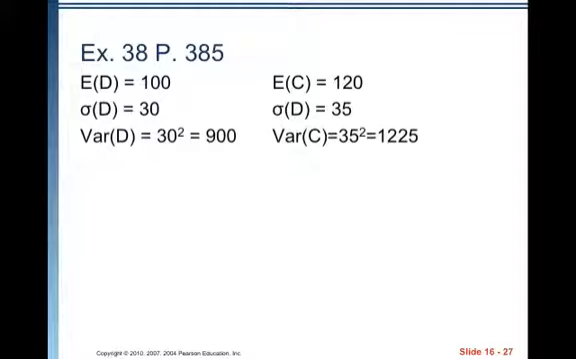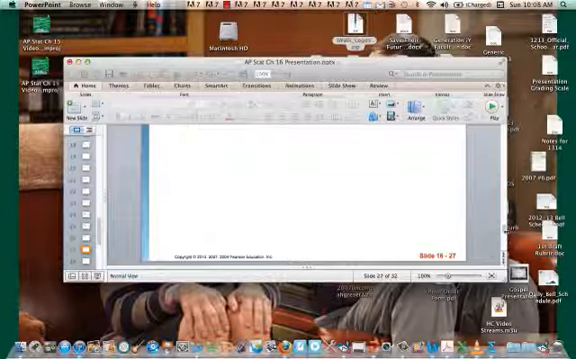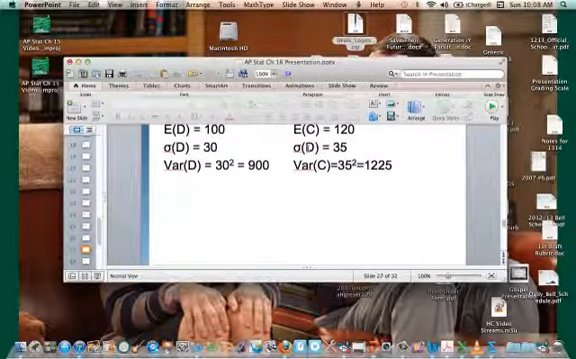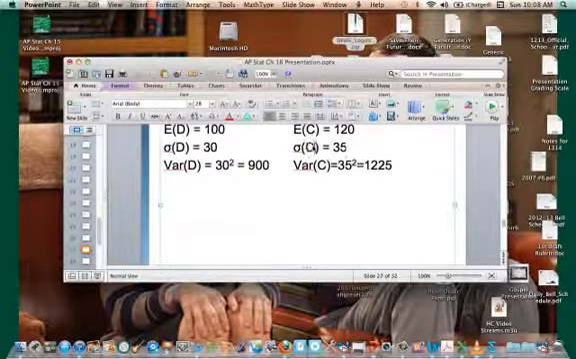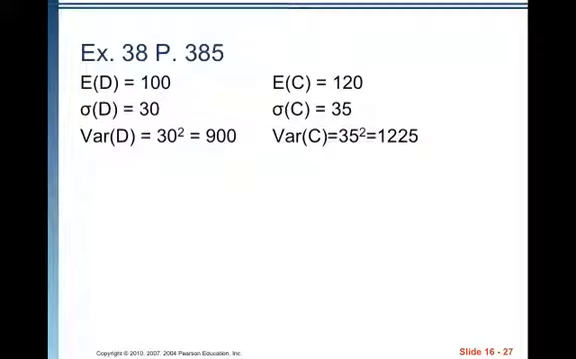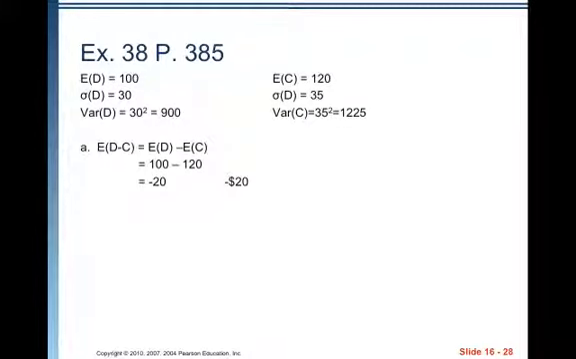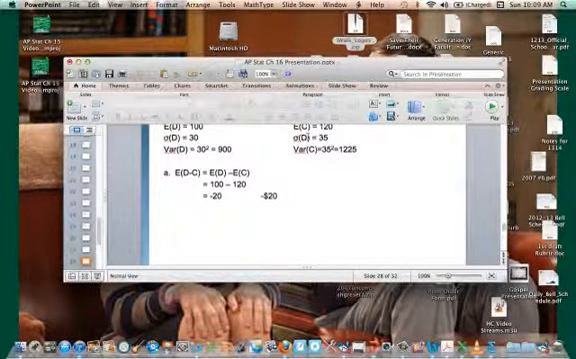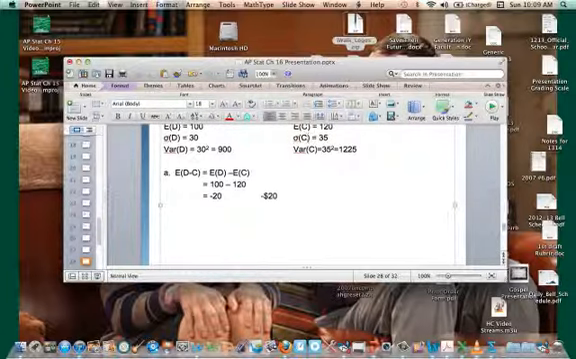Expected value for cats is 120. The standard deviation for cats, there's a typo, gotta fix it. Will take me 2 seconds. So expected value for cats, there we go, is 35. So the variance for cats is 35 squared, or 1,225. Well, apparently my mistake is going to carry through a lot of slides, but that should be expected value of cats. So let's look.